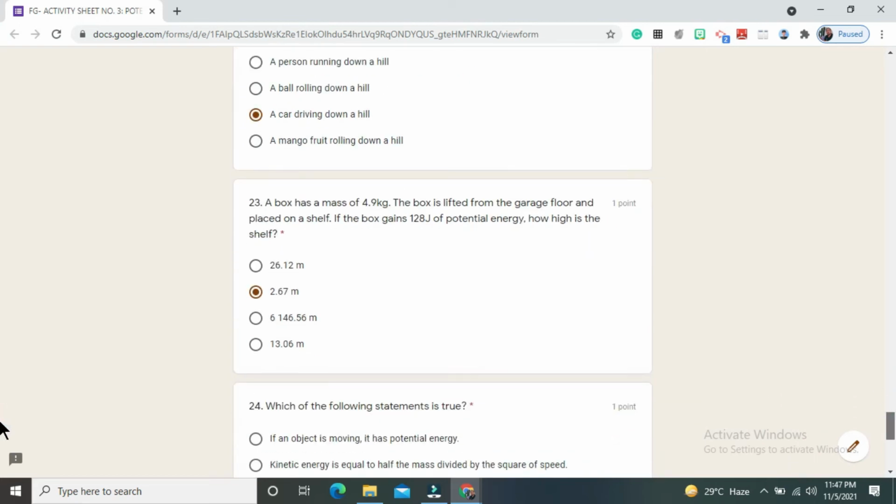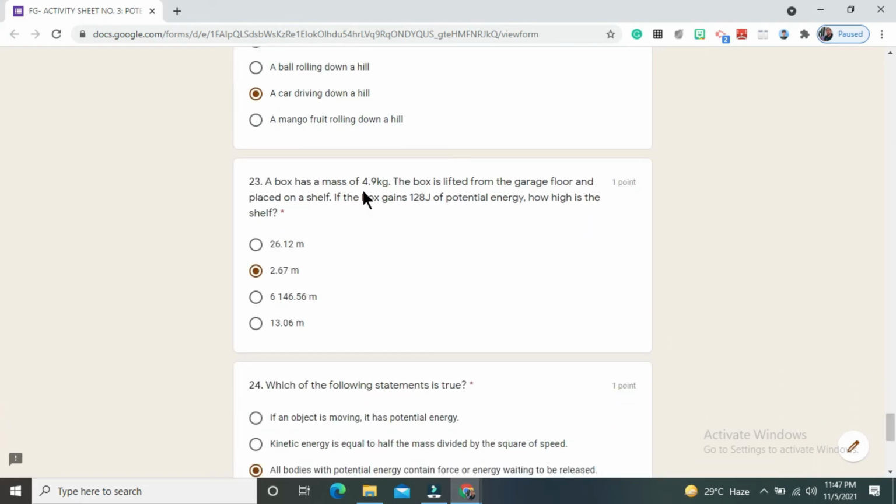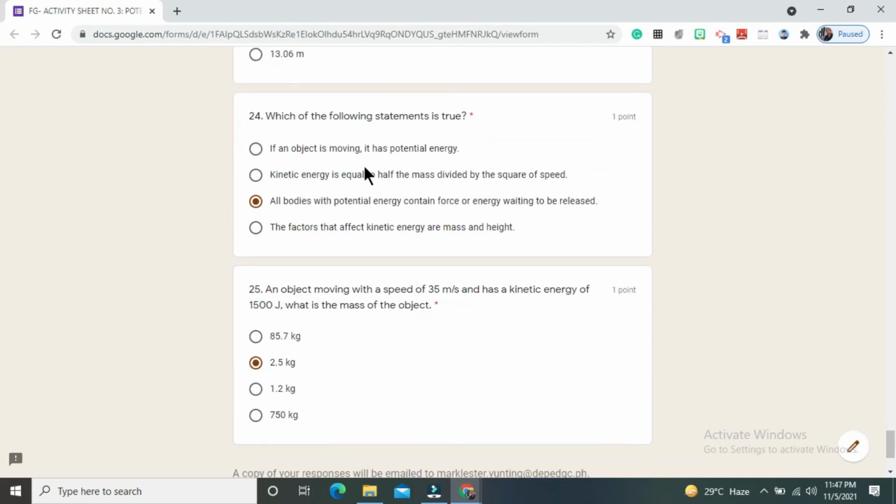Question number 23. A box has a mass of 4.9 kilograms. The box is lifted from the garage floor and placed on a shelf. If the box gains 128 joules of potential energy, how high is the shelf? The correct answer is 2.67 meters. Question number 24. Which of the following statements is true? The correct answer is all bodies with potential energy contain force or energy waiting to be released.